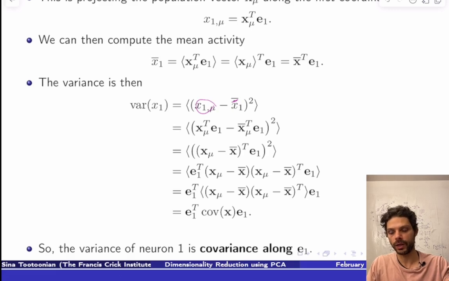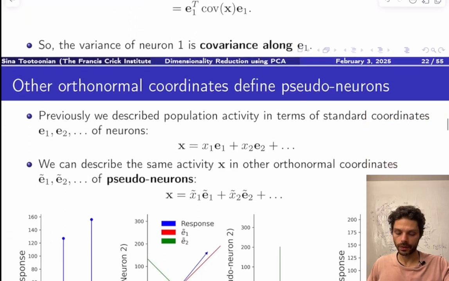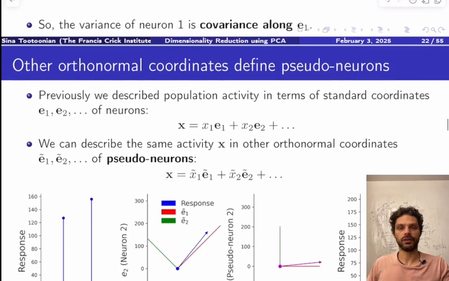Why do you want to look at it this way? Because it's going to free our mind from being tied to these single neuron coordinates and allow us to look at arbitrary directions in space. So let's get into looking at those other directions.